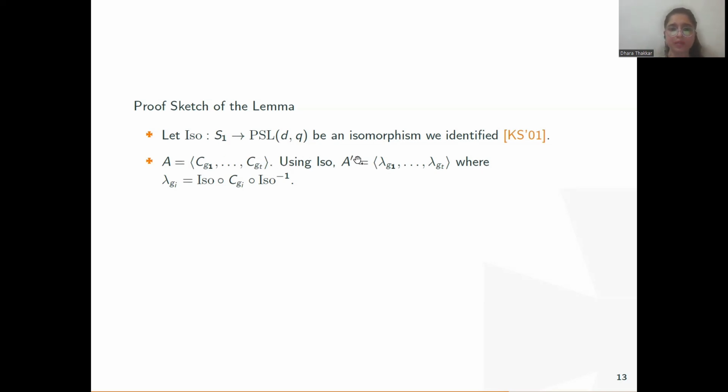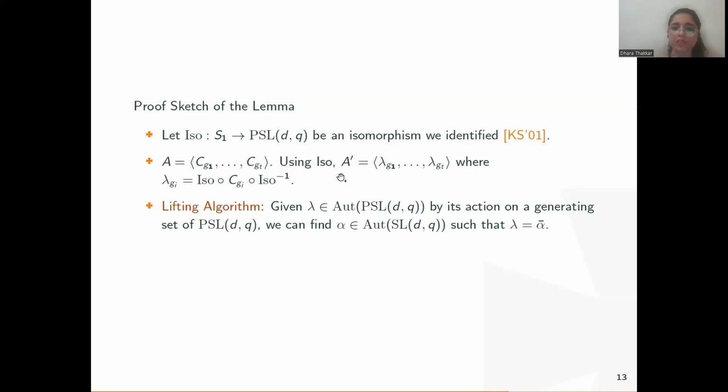Using this ISO map, we can find A prime. A prime is a subgroup of Aut(PSL(d,q)), and it is generated by lambda gi, where lambda gi is the composition of ISO, CGI and ISO inverse. Now, once we have this A prime, we want to use the representation of A prime into automorphisms of SL, and there we need this lifting algorithm, which says that for any automorphism in PSL(d,q), specified on a special type of generating set, we can find an automorphism alpha of SL(d,q) such that lambda equals alpha bar. So from this lifting algorithm, we can find the group A double prime, which is alpha G1 to alpha GT, and now it is a subgroup of Aut(SL(d,q)).